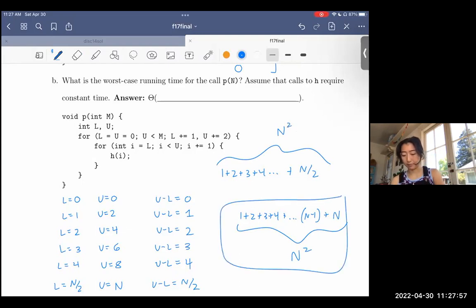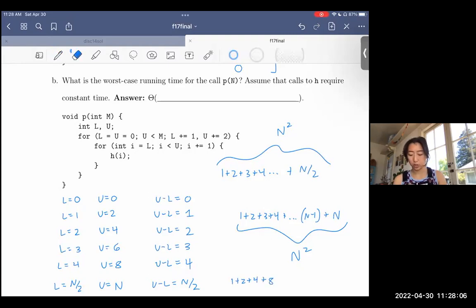Yeah, this sum adds up to N squared, right? The one that adds up to N is 1 plus 2 plus 4 plus 8, right? That is our other important sum. But this one adds up to N squared.